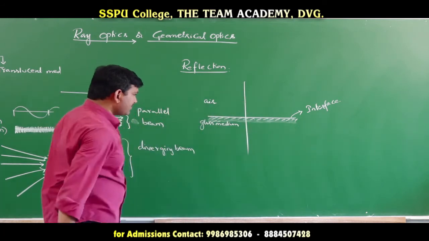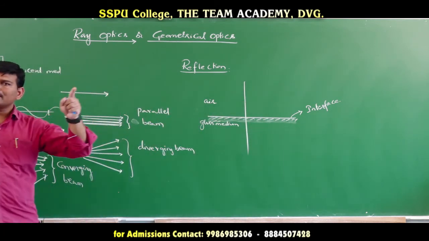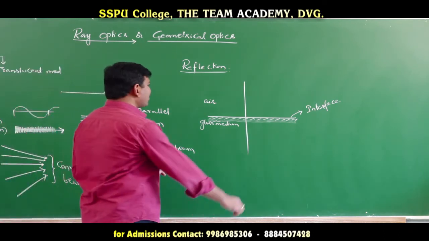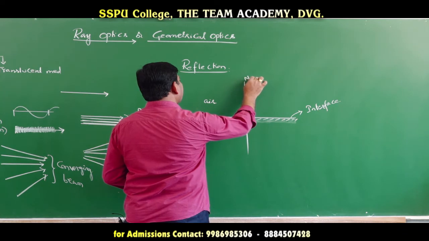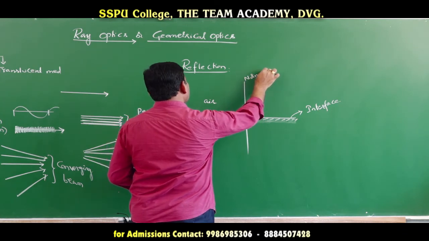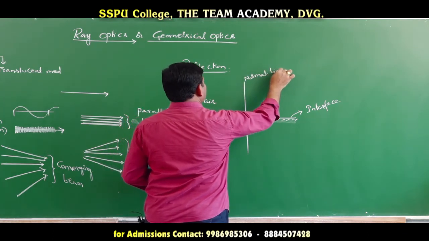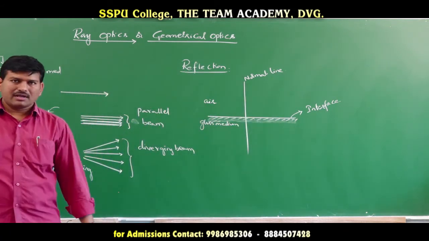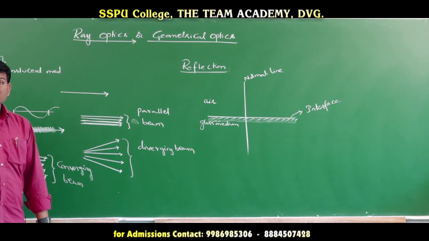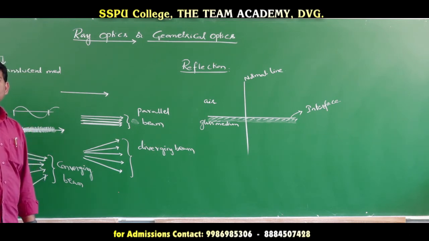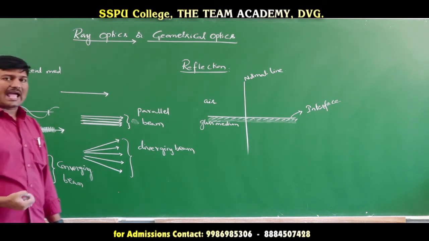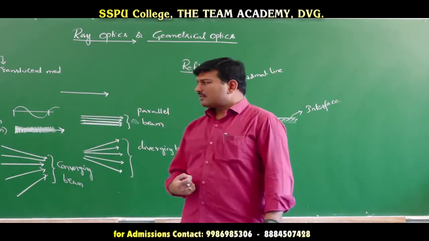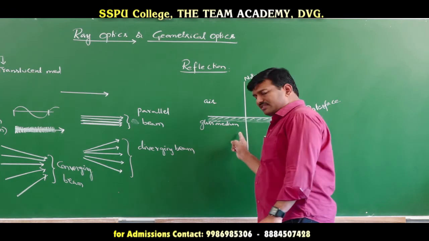Is this line perpendicular to the interface, yes or no? The line perpendicular to the interface is said to be the normal line. The other name for normal is perpendicular. So, the line which is perpendicular to the interface is said to be the normal line. It is very simple. The normal line is very important in understanding the definitions of angle of incidence, angle of reflection, and angle of refraction. That is why you have to understand this normal line first.